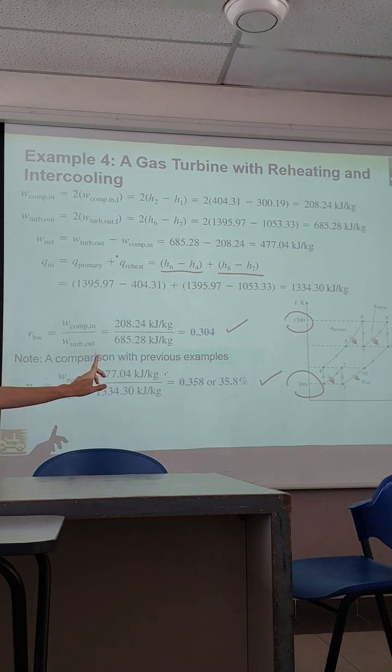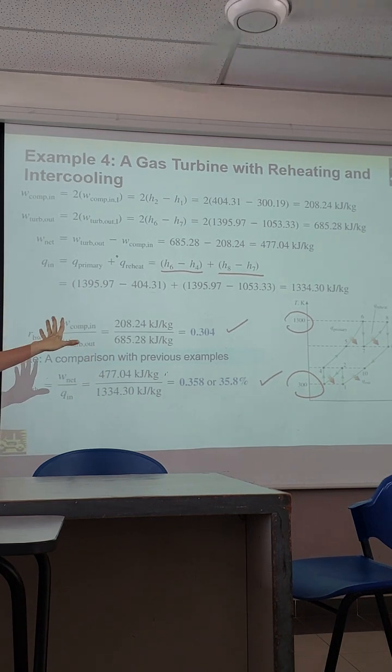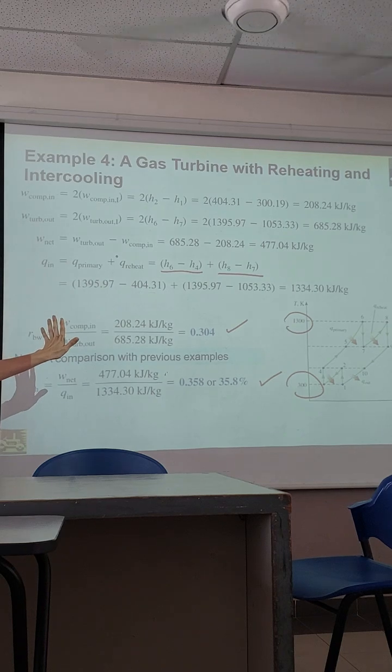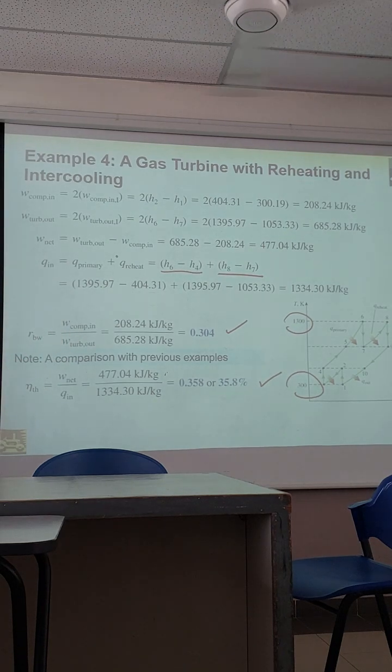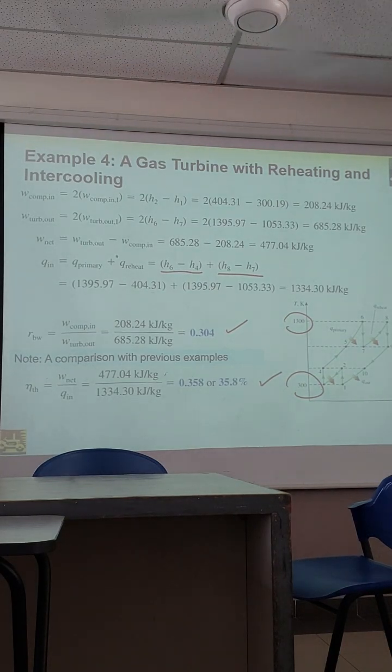So it doesn't really affect the work out and the work in. Which means everything that you use here is still applicable. You just need to change one value, which is Q in, because that's the only thing that changes when you use a regenerator. Q in is reduced when you use a regenerator.